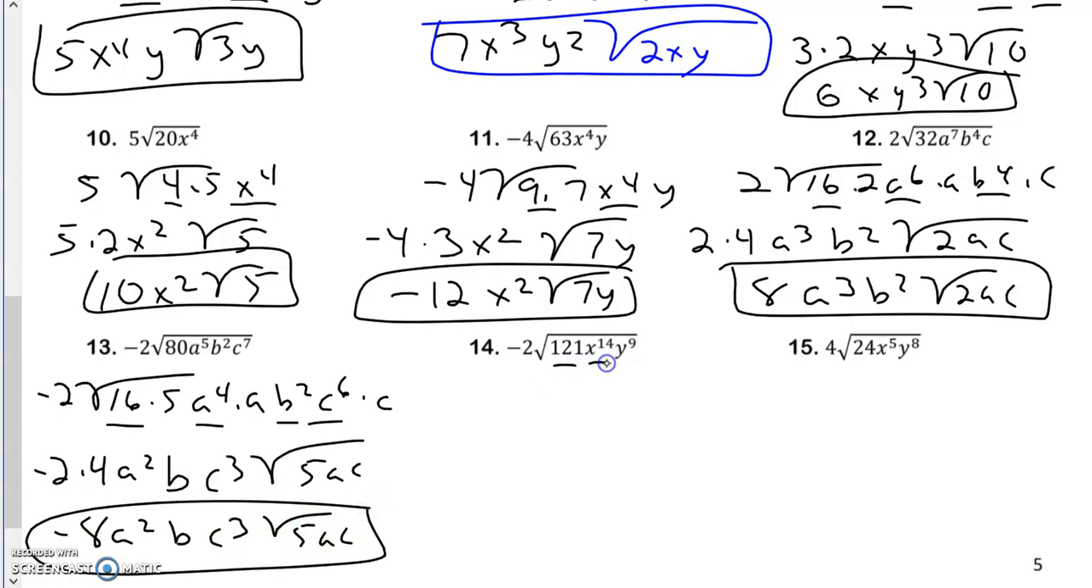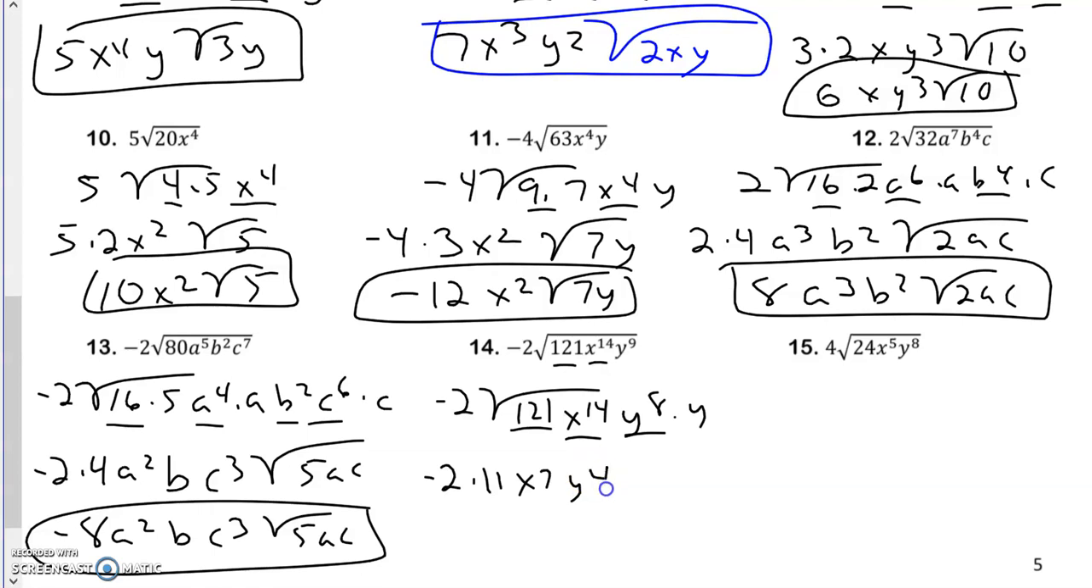Taking a look at the next one. This is perfect, but the y to the 9th isn't, so I'm going to bring it all down. I'm going to underline it. I'm going to break my exponent down. Hopefully the exponents are getting easier. So the square root of 121 is 11. 14 divided by 2 is 7. 8 divided by 2 is 4. Square root of y, I just got to multiply. I get negative 22, x to the 7th, y to the 4th, square root of y.